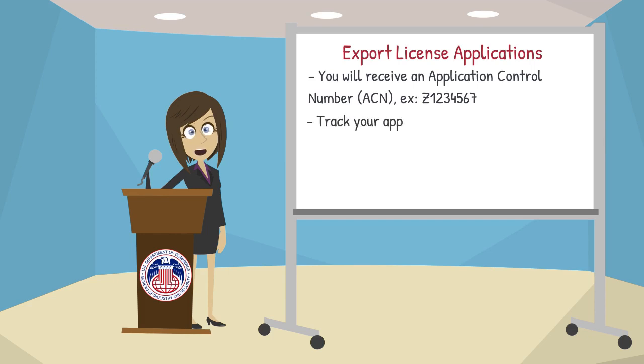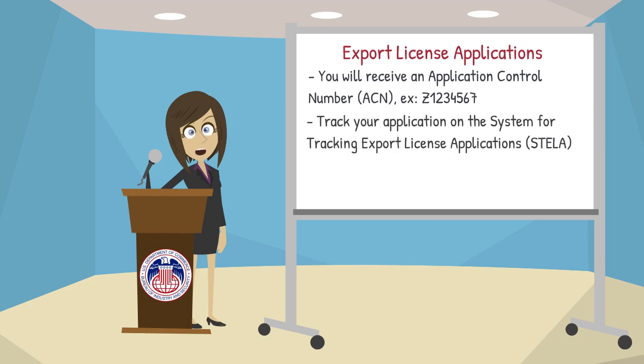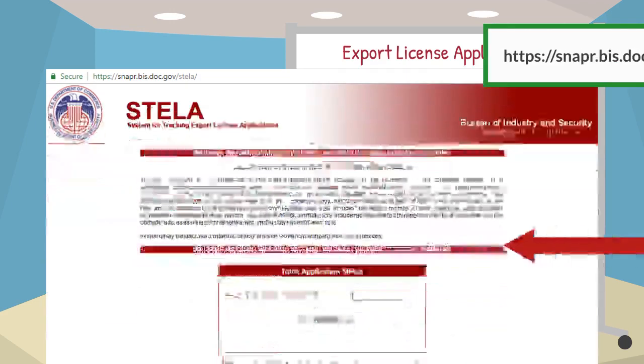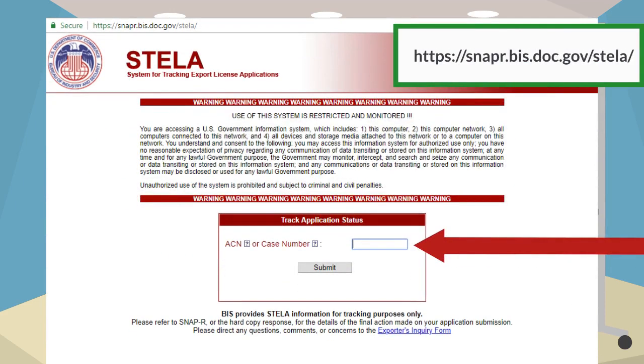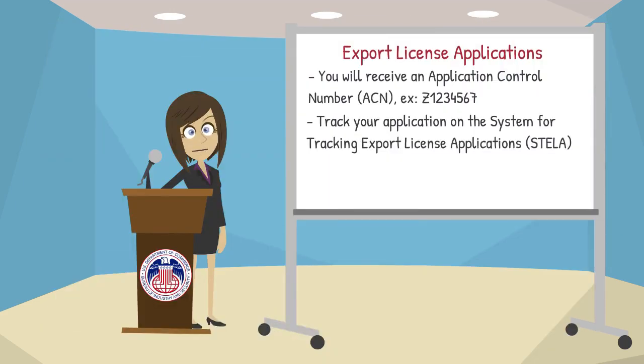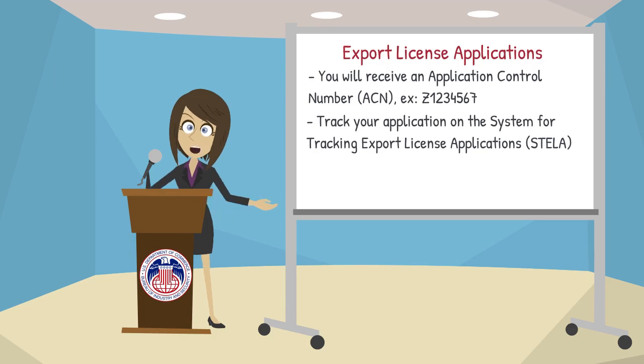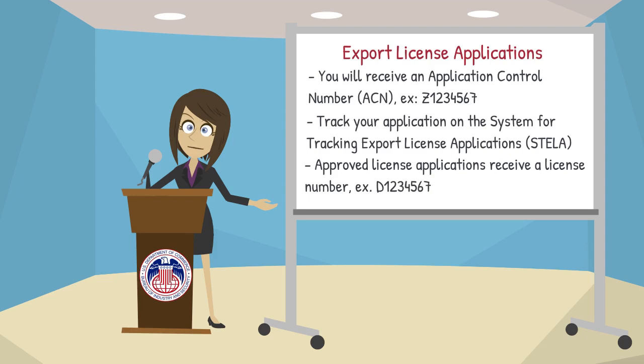You can check the status of your license application on the System for Tracking Export License Applications, STELA, by entering your ACN in the field provided. BIS assigns each approved license application with a license number that starts with the letter D followed by a string of numbers that you will need for export clearance purposes.